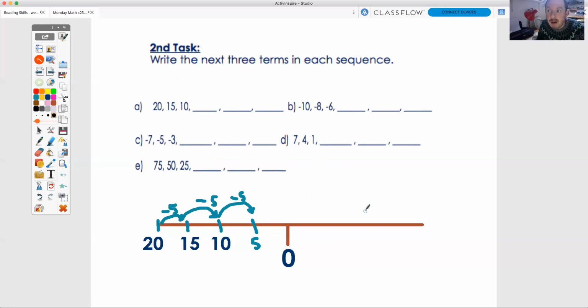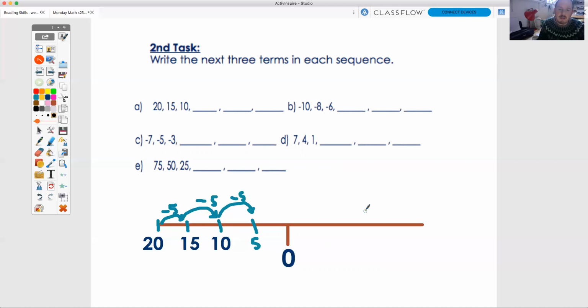-10, -8, -6. Is there a pattern? Well, if I looked at that the other way, 6, 8, 10, that's 2 in between each number. So from there, you can work out, well, -6, it seems to be getting less in terms of the negative numbers, getting closer to 0. So -10, -8, -6. What would the next minus number be? And the next one after that? Have a go with that one.